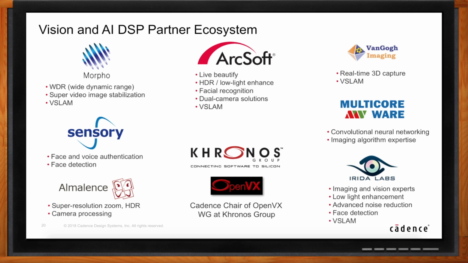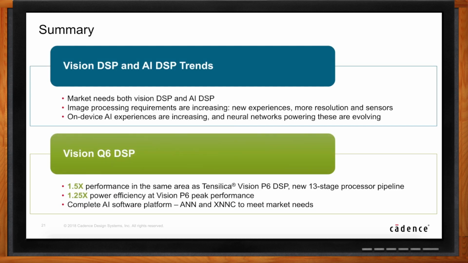All right, this was a lot to take in. Let's go over your main points one more time. Yeah, thanks. The main message we want to give is that in this market segment, the market needs both vision and AI DSP. Image and vision processing requirements are increasing: new experiences, more resolution, and a large number of sensors are all driving imaging and vision requirements. On-device AI experiences are increasing, and the neural networks powering them are evolving every day. So you need a flexible solution.